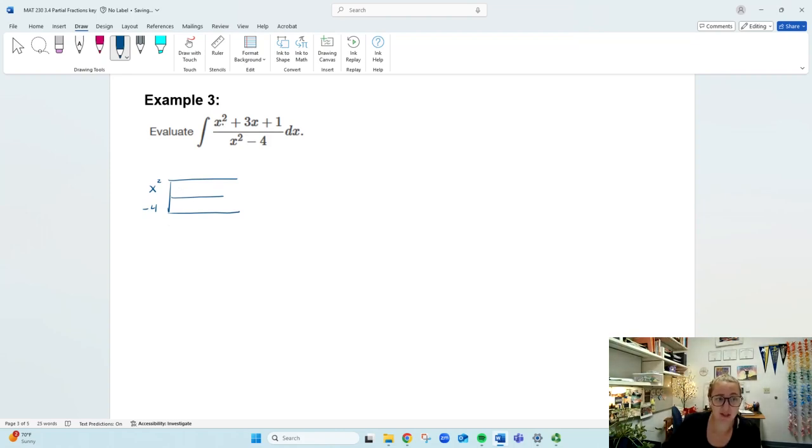So my x squared plus 3x plus 1 is going to go inside of here. So I'm going to have x squared right here. And I know that it's really just a 1 times my x squared to get me this x squared.